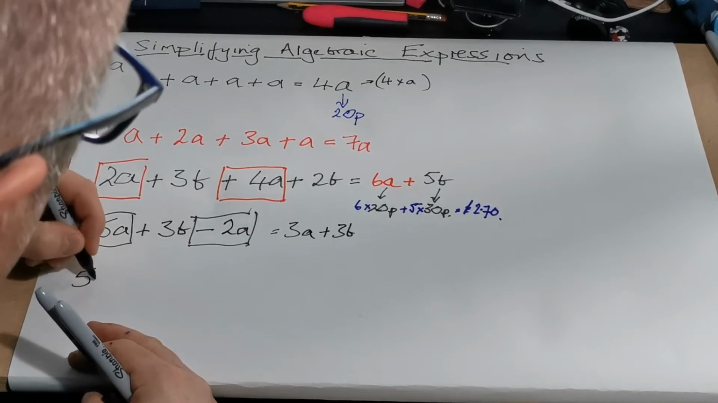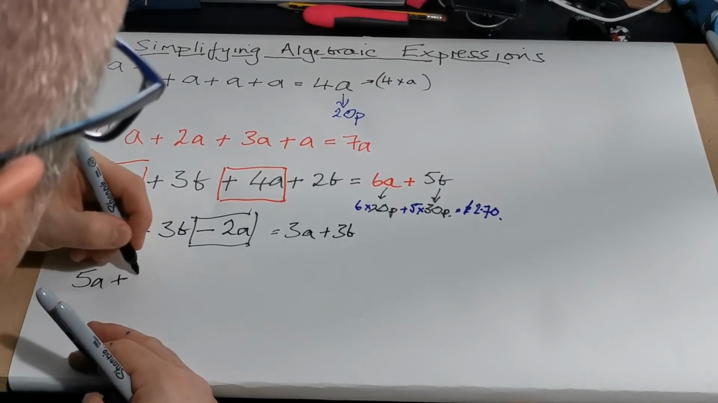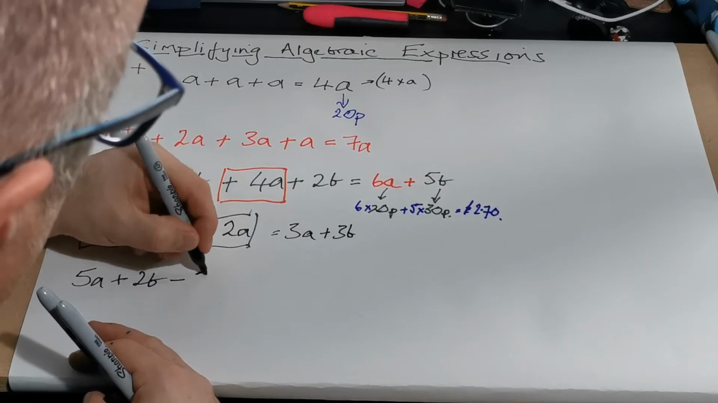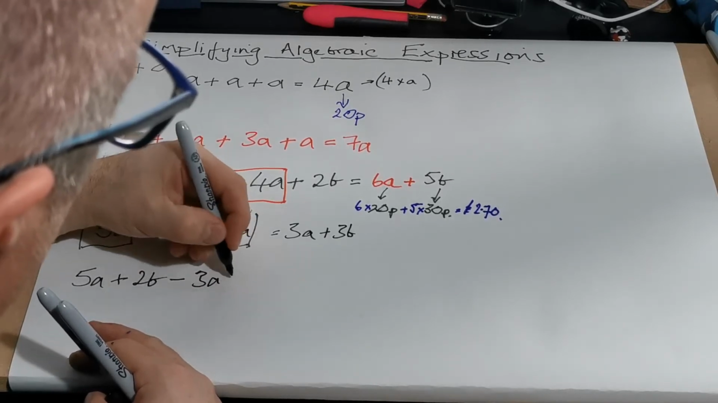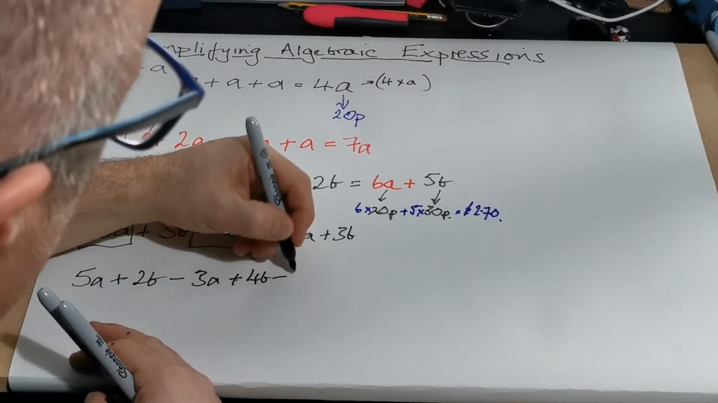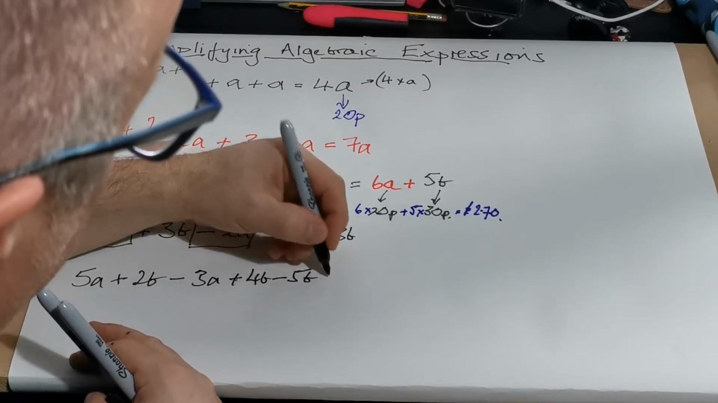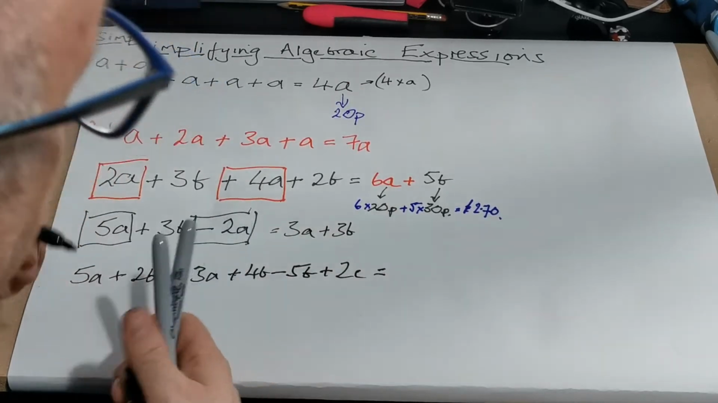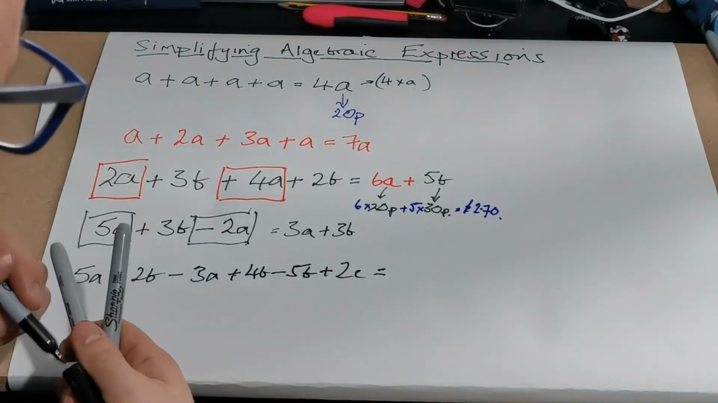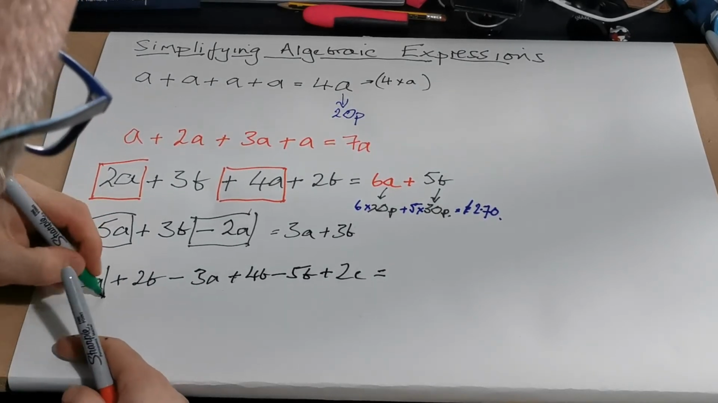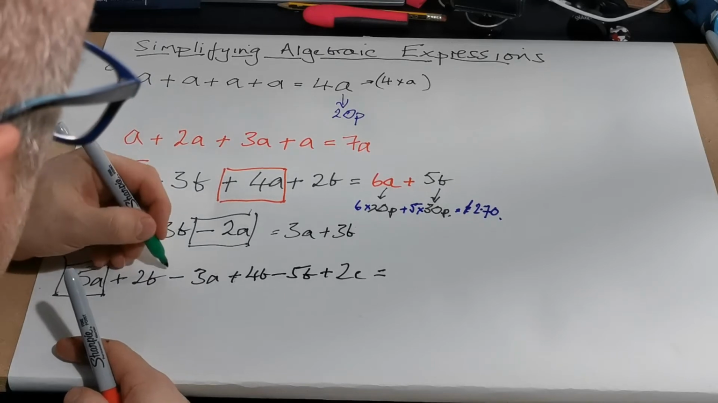And a more complicated one, let's think about the context disappearing. So we've got 5a plus 2b minus 3a plus 4b minus 5b plus 2c. I can only put together the things that have the same letter. So if I've got a's, I can say I've got this going on.